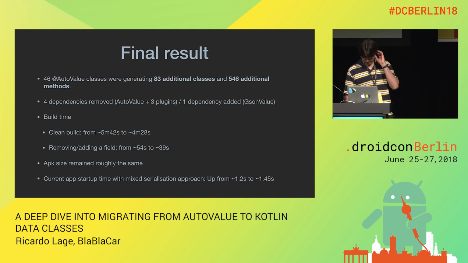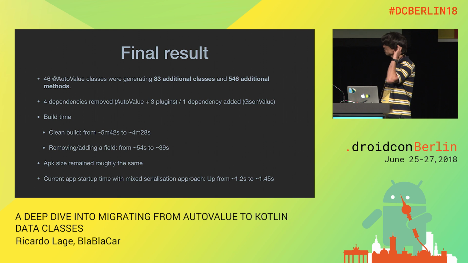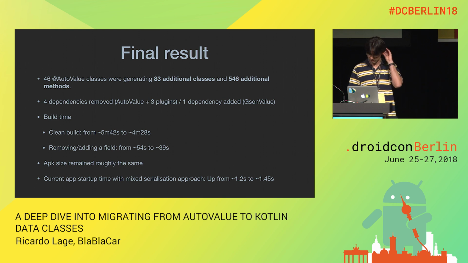So in the end, we had these 46 AutoValue classes in our project that we converted to Kotlin. These AutoValue classes were generating these extra classes and these 500 plus methods. We got rid of 4 dependencies. We added one, the Gson value. Because annotation processing was happening less now, we had less plugins, we were not using AutoValue anymore, our build time improved a lot. The clean build was more than a minute faster, and the incremental builds when changing one of these classes improved a bit, not as much, but still was a significant change.